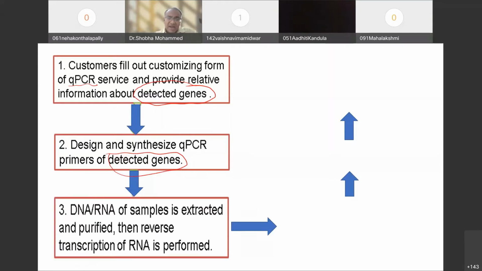Now, DNA and RNA samples are extracted and purified. As I told you, how the DNA and RNA samples will be extracted, and then the reverse transcription of the RNA is performed. So we use the reverse transcriptase enzyme, and we perform the reverse transcription. If I'm looking for DNA from RNA, DNA from DNA is okay, but for DNA from RNA, I need to use the reverse transcriptase enzyme.